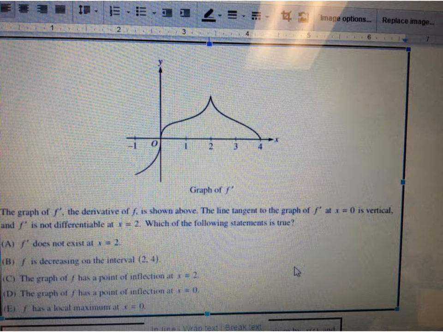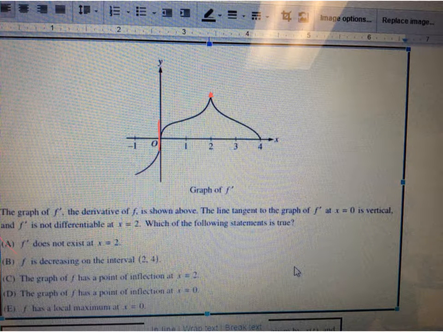In this question, you are given the graph of the derivative as shown above. The line tangent to the derivative at x equals 0 is vertical, and f prime is not differentiable at x equals 2. Which of the following statements is true? F prime does not exist at x equals 2. Well, that's not true because f prime at x equals 2 is a point. It exists. It's right there.